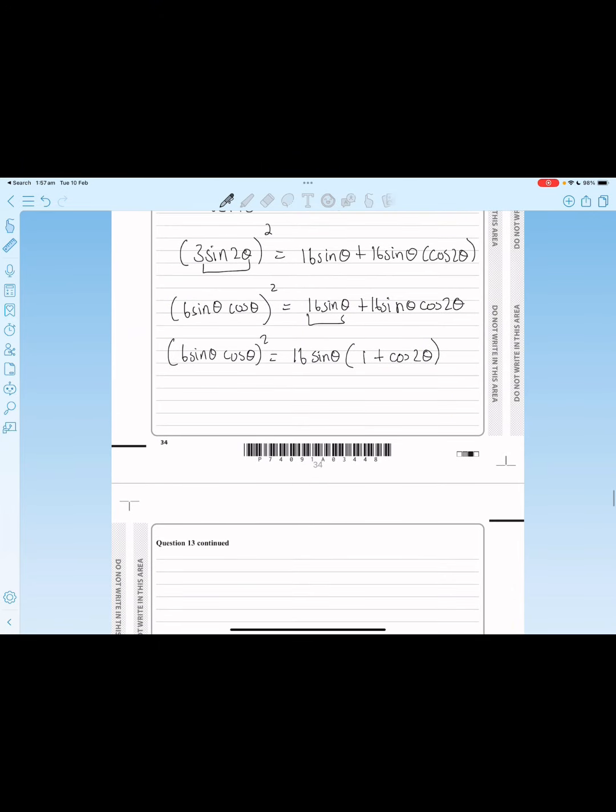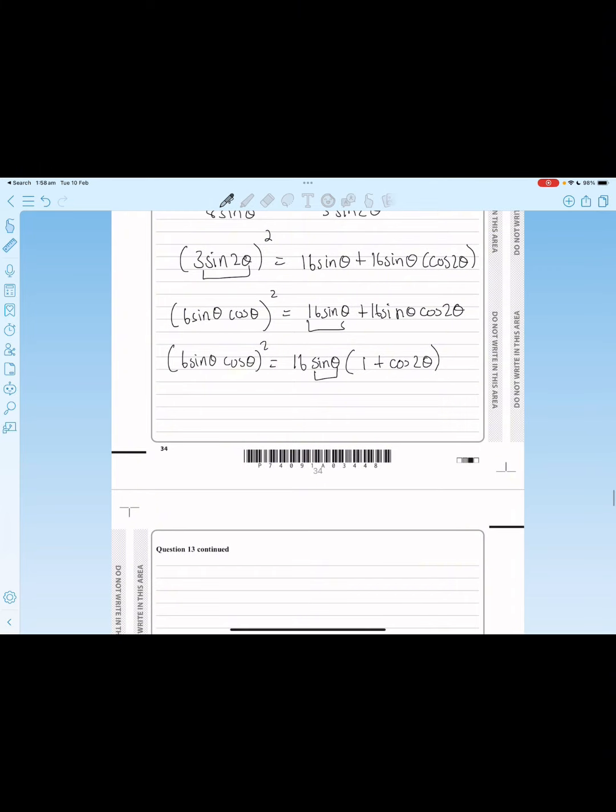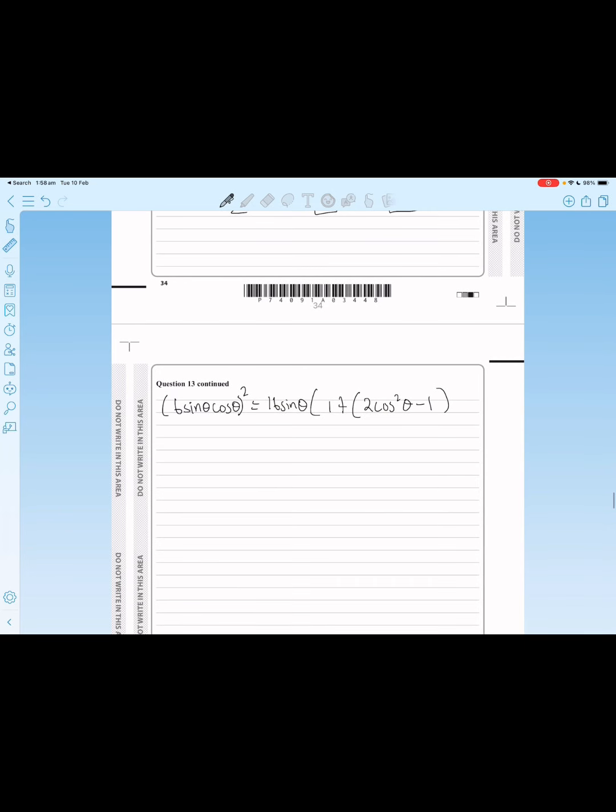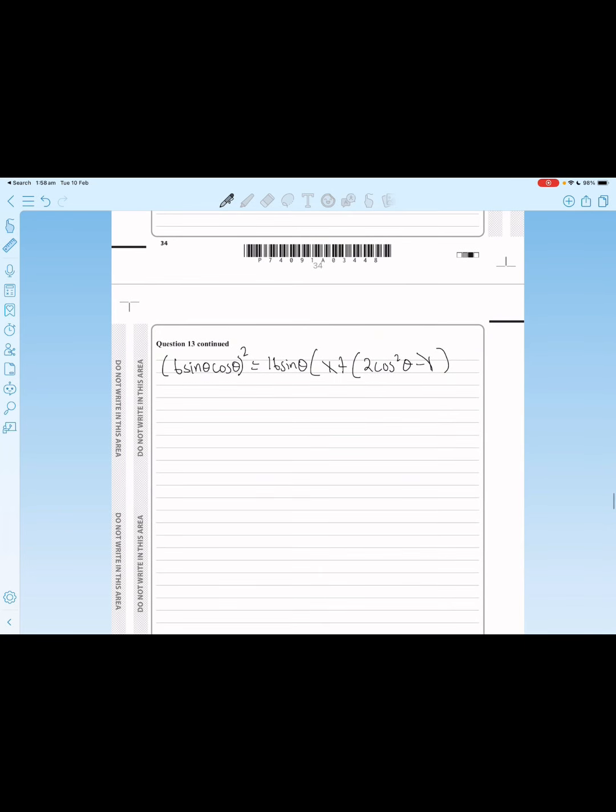So I want to keep sine theta, right? I'm trying to keep sine theta. And I can see that cos is getting squared. So if I can somehow introduce a cos squared from here, I can get those cos squareds cancelled out. So let's keep going. 6 sine theta cos theta squared is equals to 16 sine theta. Now, what's the identity for cos 2 theta? You should know, so cos 2 theta would be 2 cos squared theta minus 1. So 1 and 1 would cancel out. So you're essentially just left with 16 sine theta multiplied by 2 cos squared theta.